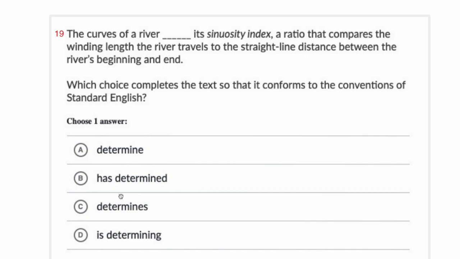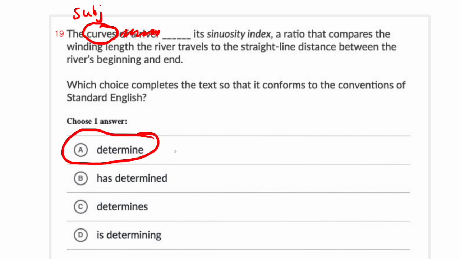Okay, this is, let's see, determine. This is subject-verb agreement. So notice here that the blank is not right next to the subject. How do we know that? Well, of a river is a prepositional phrase, and a prepositional phrase will never contain the subject. So they like to separate the subject from the blank on subject-verb agreement questions. So the curves determine.